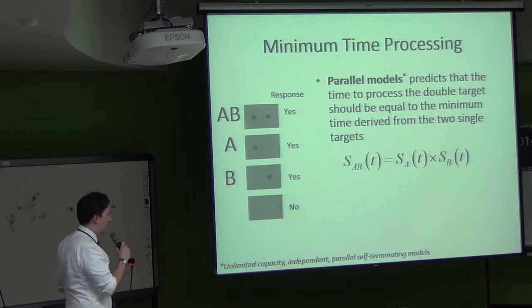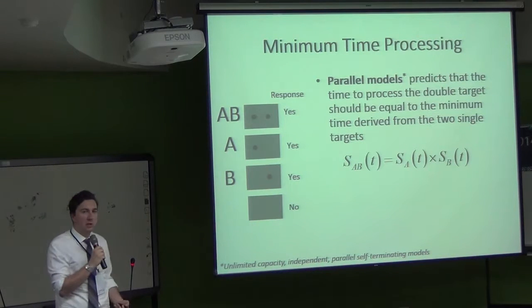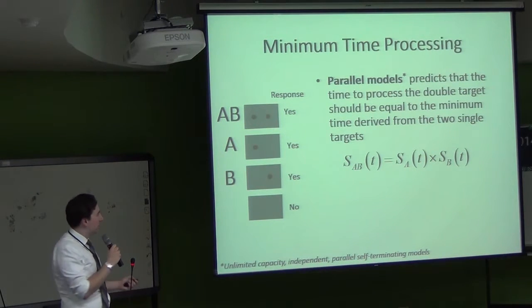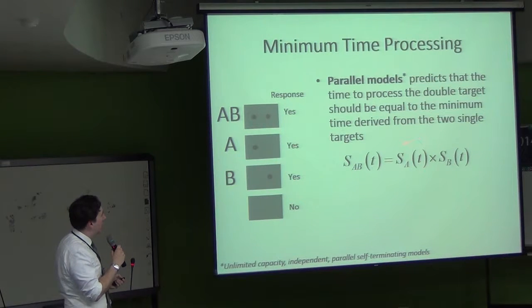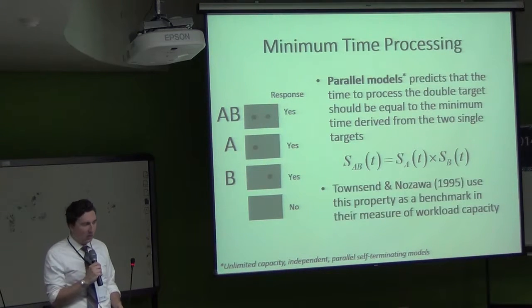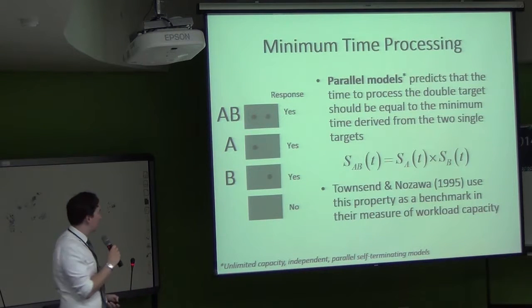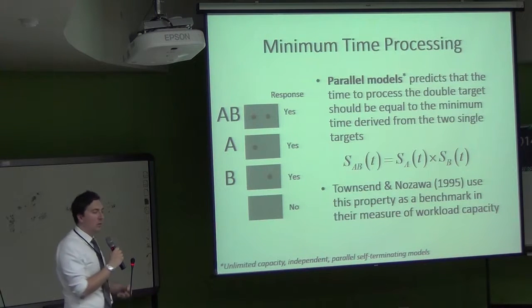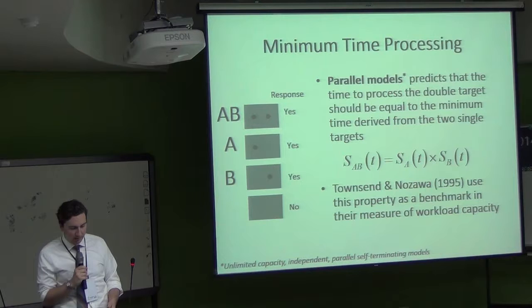Now, the appropriate mathematical notation, the way to express this relationship is in terms of the survivor functions. So this is the survivor function that we observe from the double target response time. That should be equivalent to the product of the survivor functions from the two single targets on their own under an unlimited capacity independent parallel self-terminating model. So Jim and his colleagues, Townsend, used this property as a benchmark whenever they developed their measure of workload capacity.